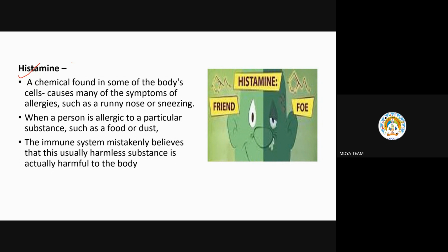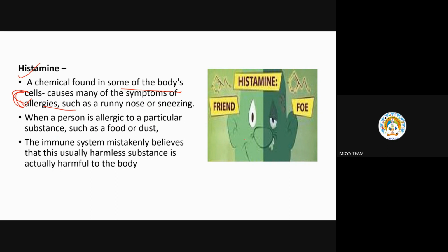It is written that it is a chemical found in some of the body cells, not in all, that causes these symptoms: runny nose, rhinorrhea, sneezing, headache, etc., which are very similar to allergic rhinitis. Whenever this histamine is found there, it will show these symptoms. As we saw in the previous slide, histamine is releasing, which means it will show all these symptoms, so it will cause allergic rhinitis.